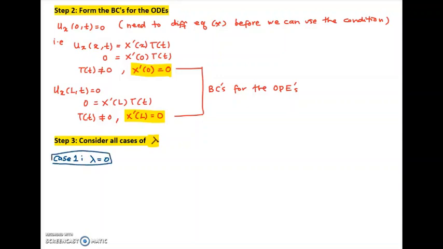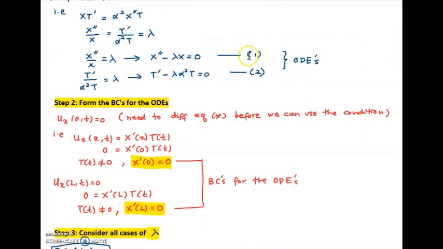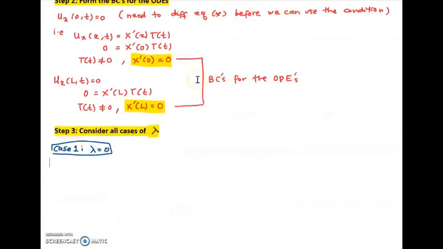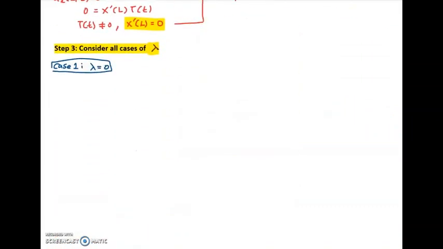Okay, so now we can see the effect when lambda equals 0. From equation 1, when lambda equals 0, we have x double prime equals 0. And for equation 2, when lambda equals 0, we have t prime equals 0. So from equation 1, when lambda equals 0, we only have x double prime equals 0. This is the homogeneous equation.